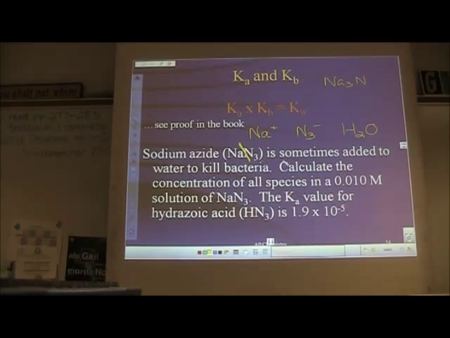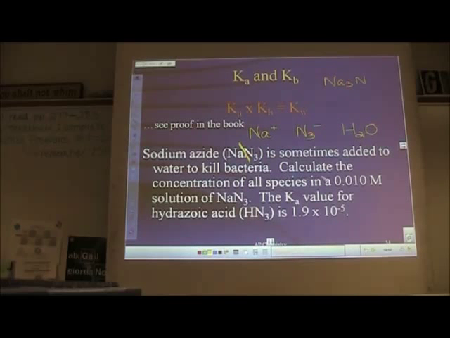It says sodium azide is sometimes added to water to kill bacteria. This is also, by the way, just out of curiosity, the starting reactant for an airbag reaction. Sodium azide. Okay? This is what provides the nitrogen gas that inflates an airbag. Is it that mild? Is that quick? Yes, it is actually. It is very, very quick. You were talking about this last time.